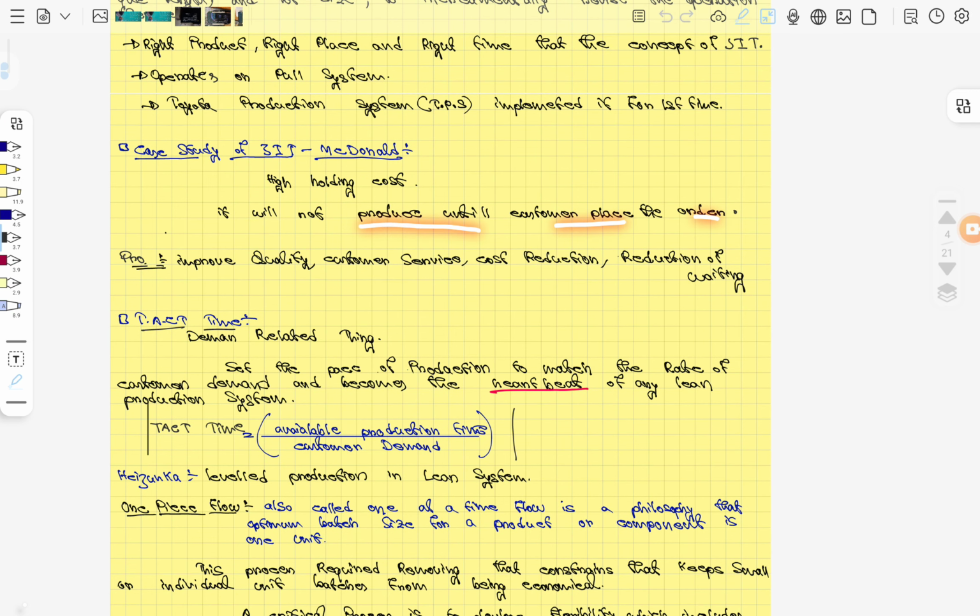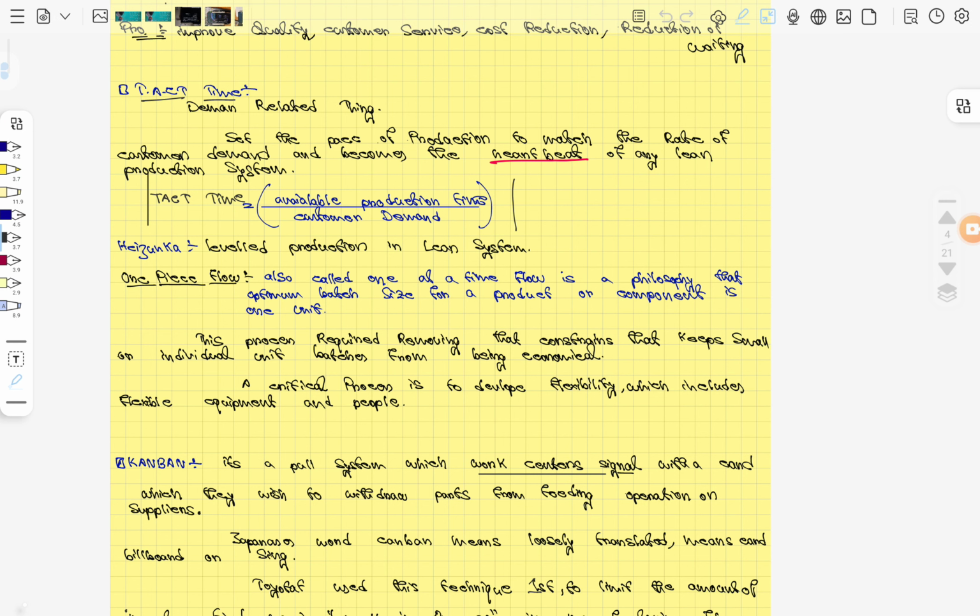Then there is an improvement in quality, that is the pro of this: customer service and cost reduction, waiting time, that is noted. So takt time, there is some amount of formula that is needed, so just keep in mind. So demand related things: set the pace in the production to match the rate of customer demand. So takt time is the available production time divided by customer demand.